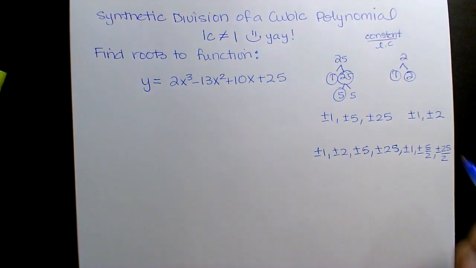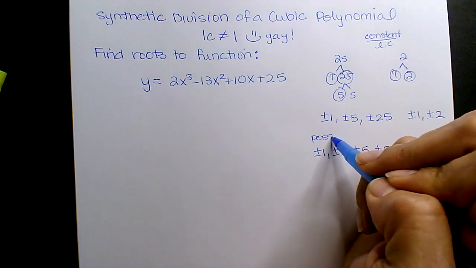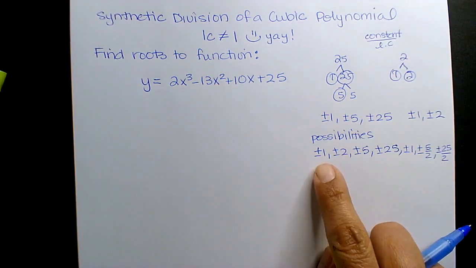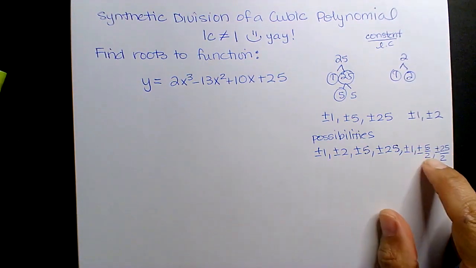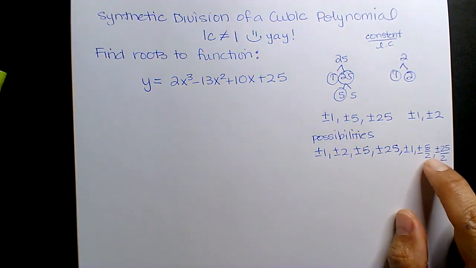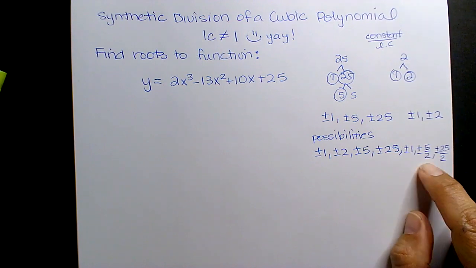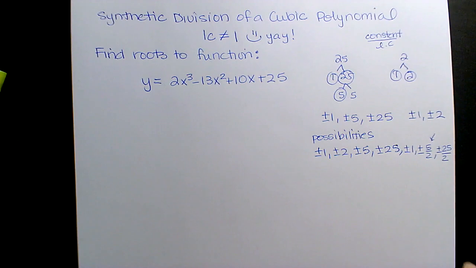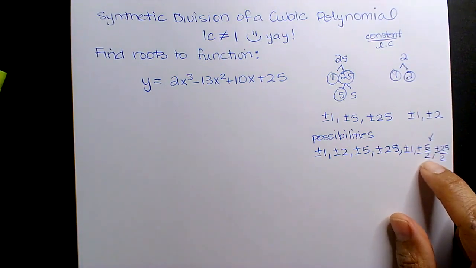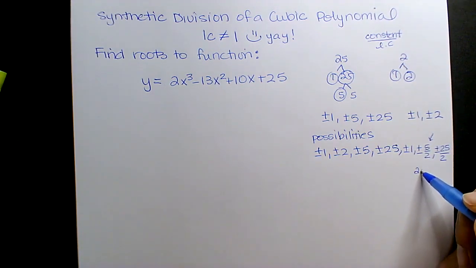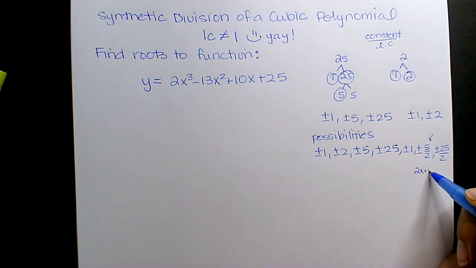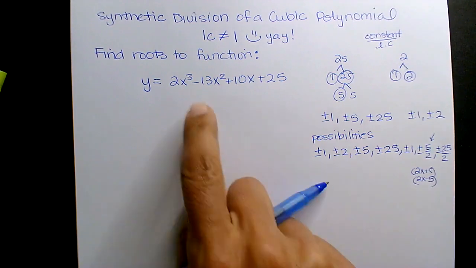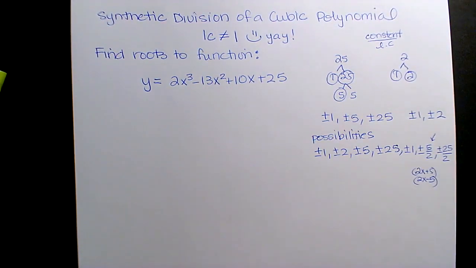So these are your possibilities of the roots, right? And remember, the reason you have 5 halves and 25 halves is that one of these is going to work. I'm thinking it's probably this one, I just don't know if it's positive or negative. Because remember, if you have 5 halves, this equates to 2x plus 5 and 2x minus 5. One of these is going to be the factor for this, okay?